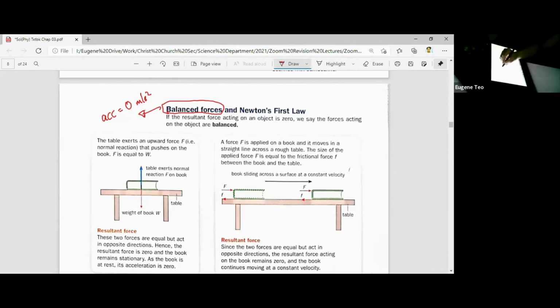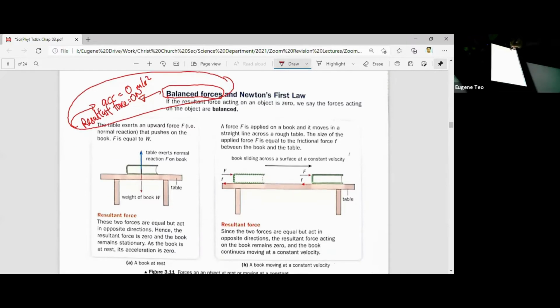Why is acceleration equal to 0? Because my resultant force is 0 Newton. So one leads to the other. Balanced force tells you resultant force is 0. Resultant force is 0 tells you acceleration is 0. So this is something that you need to know, and you will realize that it always likes to come out in your tests and exams also. So you must be able to apply them.